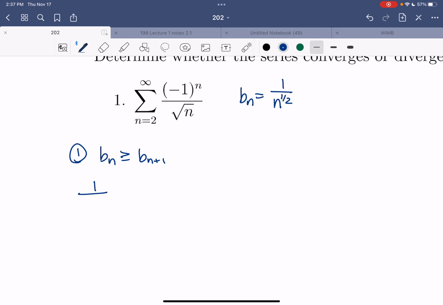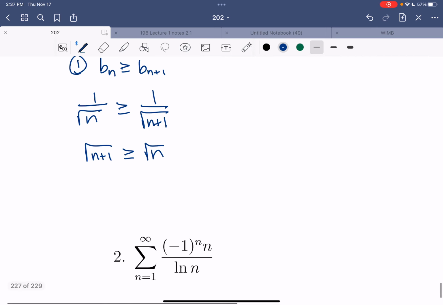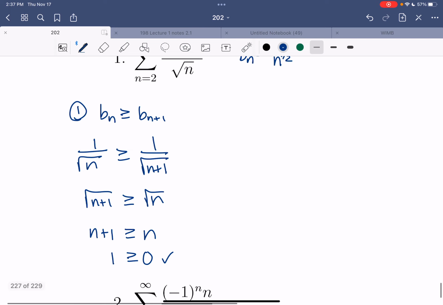And that's 1 over the square root of n is greater than or equal to 1 over the square root of n plus 1. Multiply both sides by both denominators, and you're going to get square root of n plus 1 is greater than or equal to square root of n. And you can square both sides here and get n plus 1 is greater than or equal to n. And that tells you that 1 is greater than or equal to 0. So it is, in fact, decreasing.